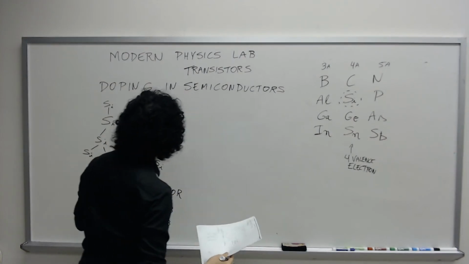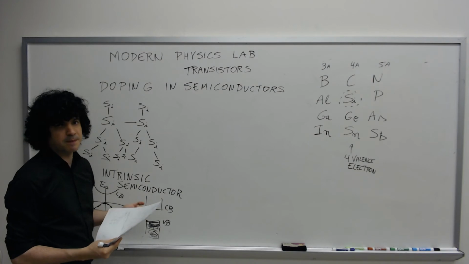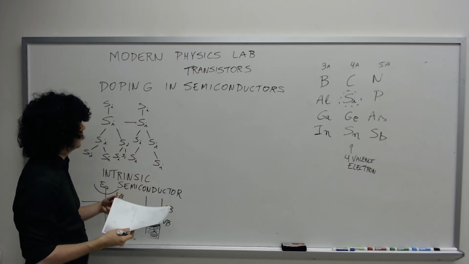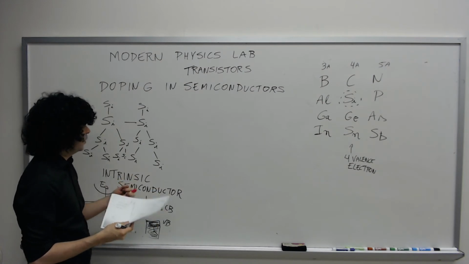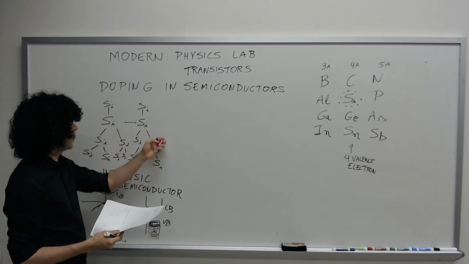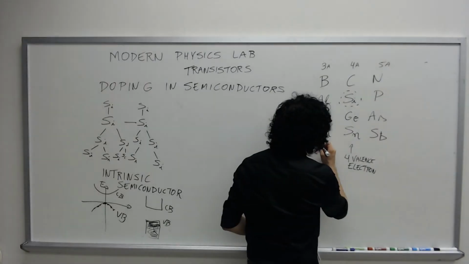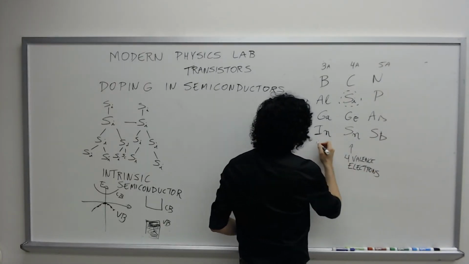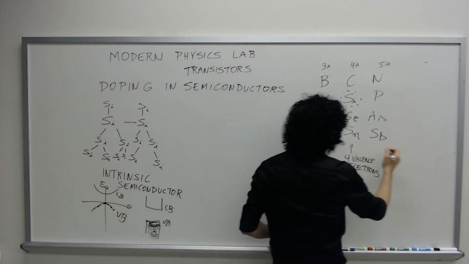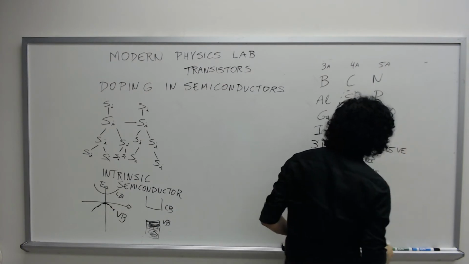So it bonds with 4 silicon atoms. Each valence electron will connect to another electron. So the silicon atom connects to 4 other atoms. So we have 4 valence electrons here, and here we have 3 valence electrons, and here I have 5 valence electrons.